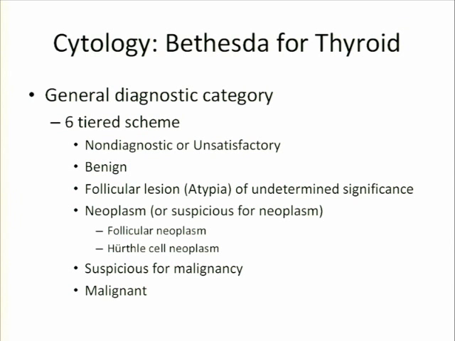You know, it used to be that you could make a report that says follicular cells seen. That's not really very helpful, right? So you put a needle in the thyroid, you're going to see some thyroid follicular cells. We need more than that. So you've got your 6 tiers. How many of you are familiar with this?